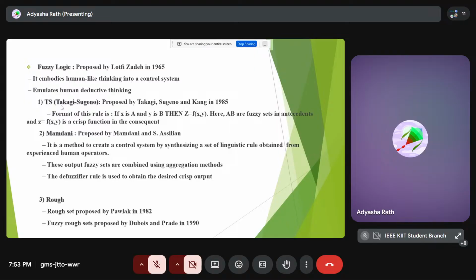That model will work for everyone. Next one is fuzzy logic. You must be knowing that fuzzy logic was proposed by Lotfi Zadeh in 1965. It embodies human-like thinking in a control system. There are different types of fuzzy logic: Takagi-Sugeno, or T-S fuzzy, Mamdani fuzzy, and the most recent one, which most of the time they are using, is the rough fuzzy set.